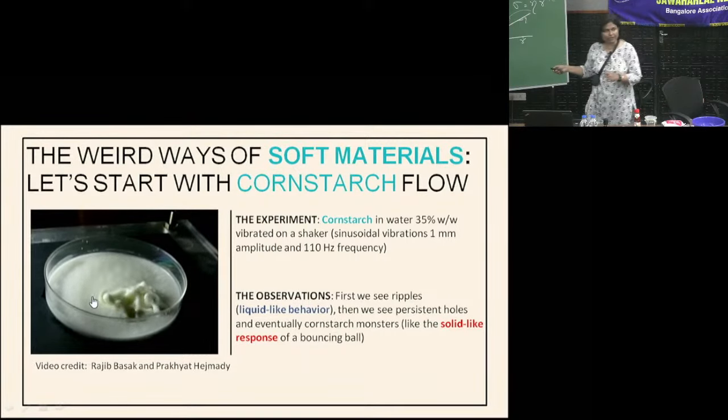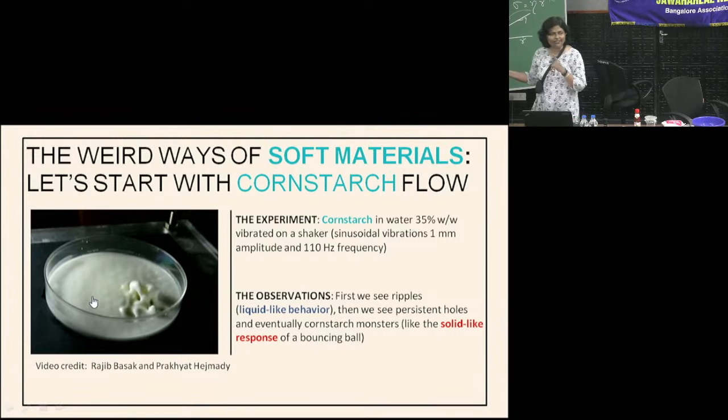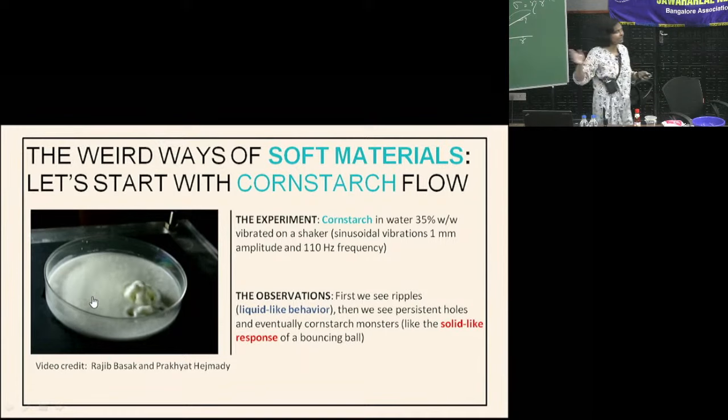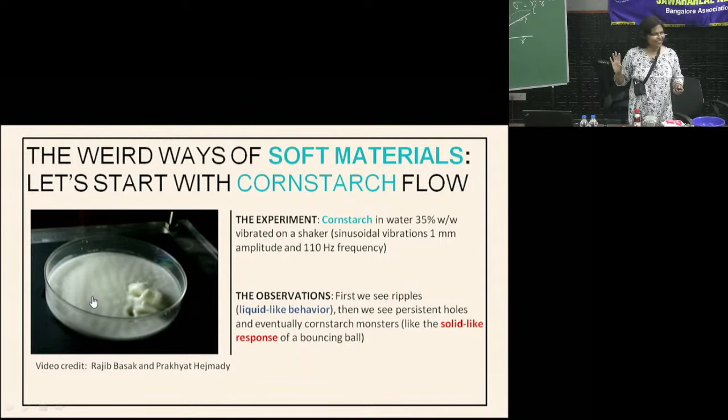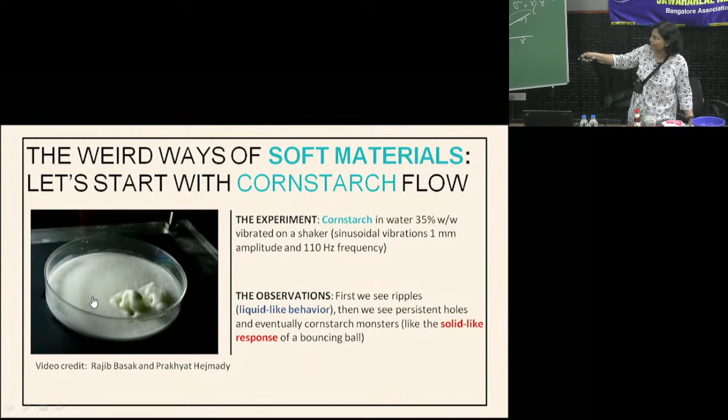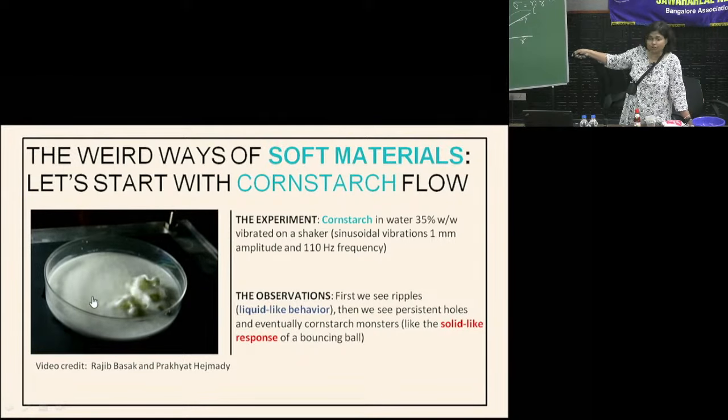Again, I'm going to spare you this, but the record that we had was 16 minutes of this happening. As long as you keep it vibrating, this is going to continue. So there you see together the liquid and the solid-like material. Outside, over here in the Petri dish, the volume fraction is lower, so you see the ripples, very much like ripples on water, but here it's jumping up and down just like a ball, like a solid-like material.